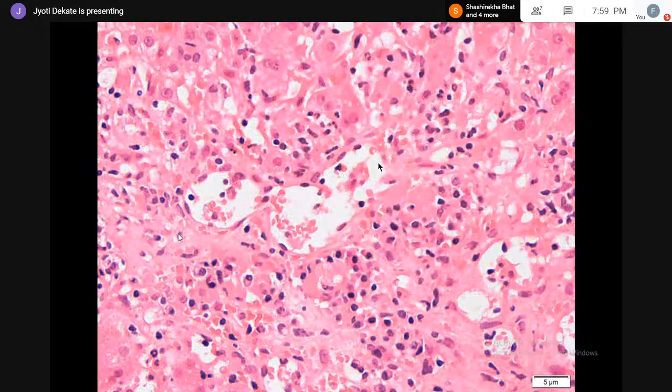This is another hepatic vein branch in the same case, where we can see that the lumen here looks compromised, and there is extensive necrosis of the perivenular group of hepatocytes, and this is mediated by the very striking presence of many plasma cells. These are all plasma cells.